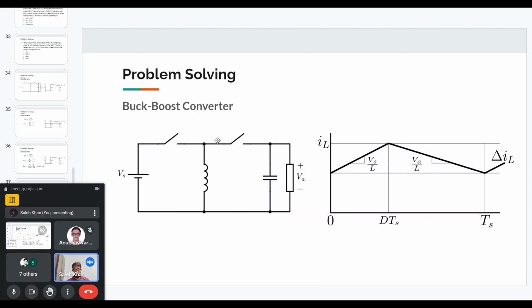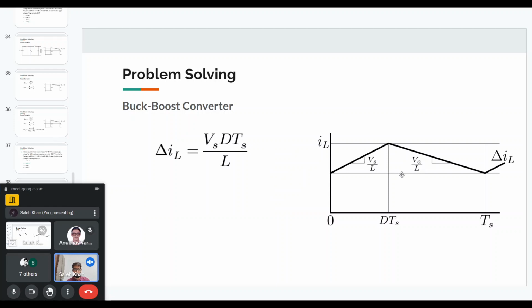In the next interval, when the right switch is on and the left one is off, we will get the output voltage across the inductor. And since we know for the buck boost converter the output voltage is negative, based on this polarity, the inductor current will fall, and the slope will be output voltage divided by the inductor value. From this, you can find out that the peak-to-peak inductor current ripple will be the slope times the interval.